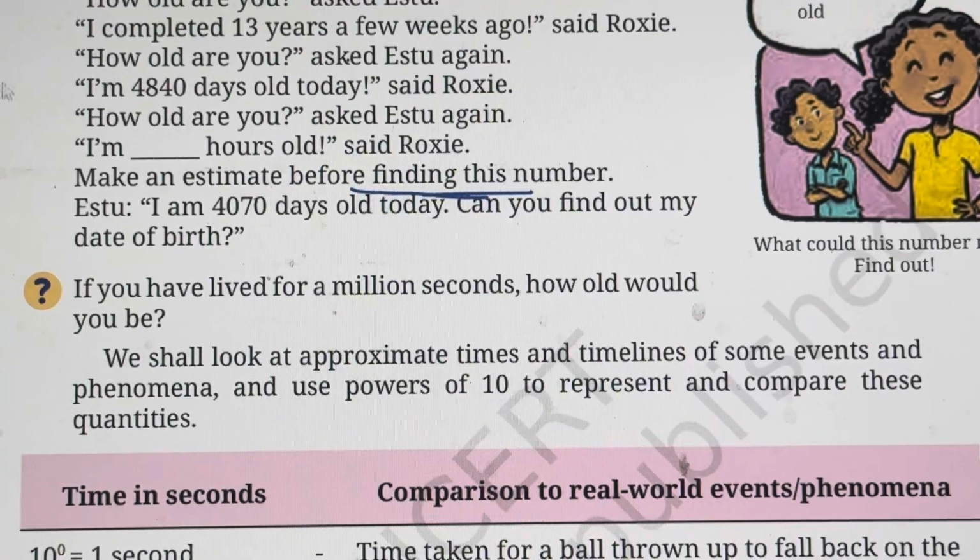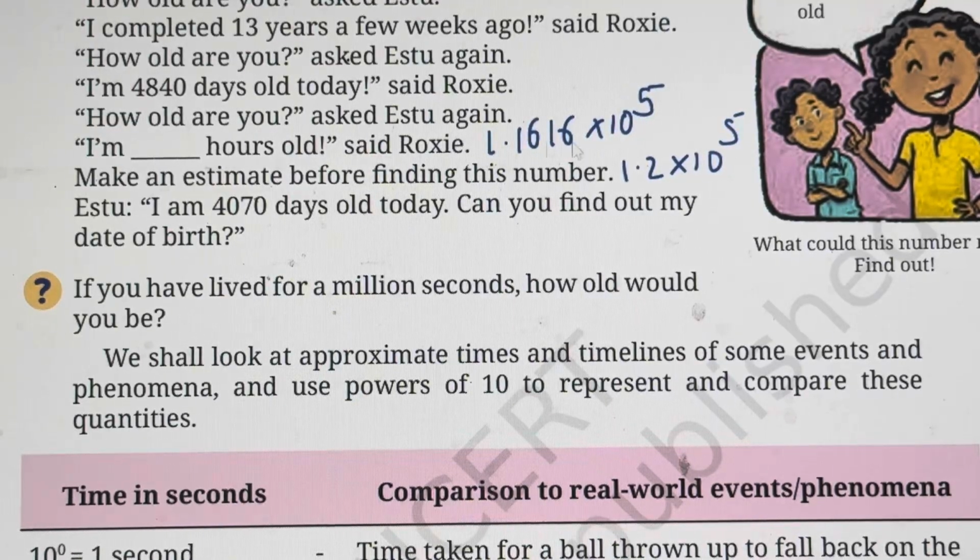So we write down both the answers which we got. I am writing here outside because there is less space. So the estimated one and the actual one. So the actual one is 1.1616 into 10 raised to 5. And the estimated one is 1.2 into 10 raised to 5. Now you can see there is not much difference here. Both are 10 raised to 5, so this doesn't make any difference. This is around 1.1, this is 1.2.